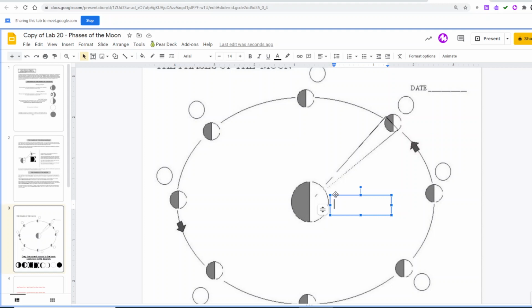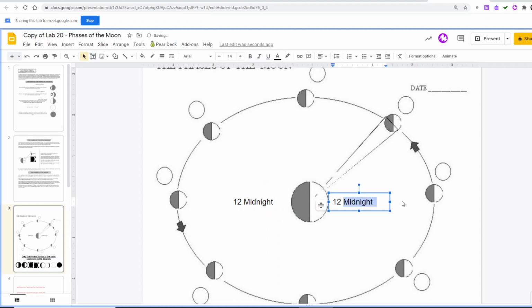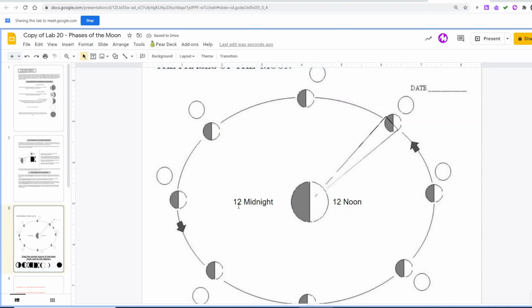What time is midday? 12. If that's too hard, what time is midnight? 12. 12 o'clock midnight. So then opposite that would be 12 o'clock, 12 p.m., noon. Very good. All right. Now what's halfway between 12 midnight and 12 noon?